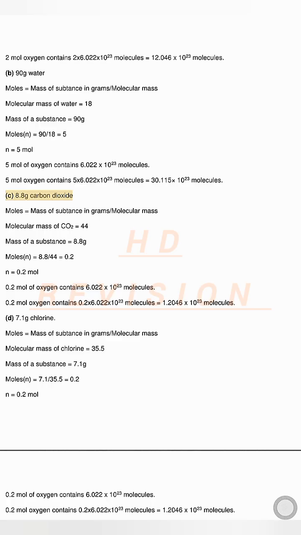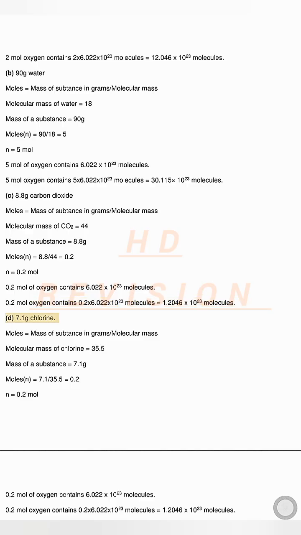C. 8.8 grams carbon dioxide. Moles equals mass of substance in grams divided by molecular mass. Molecular mass of CO2 equals 44. Mass of substance equals 8.8 grams. Moles, n equals 8.8/44 equals 0.2. n equals 0.2 moles. 1 mole contains 6.022 x 10^23 molecules, so 0.2 moles contains 0.2 x 6.022 x 10^23 molecules equals 1.2046 x 10^23 molecules.